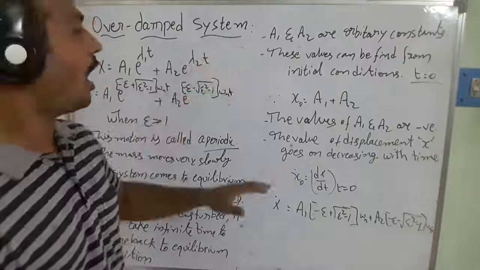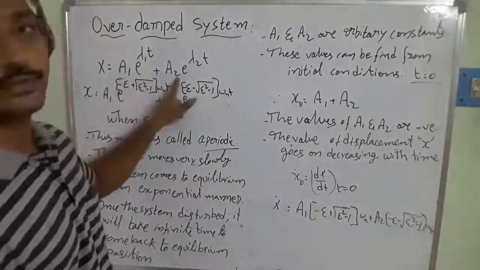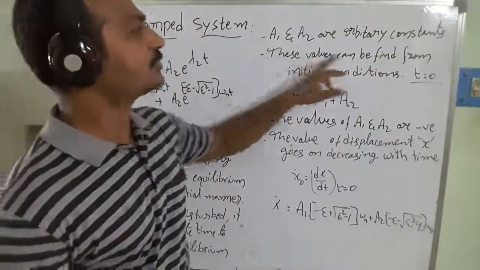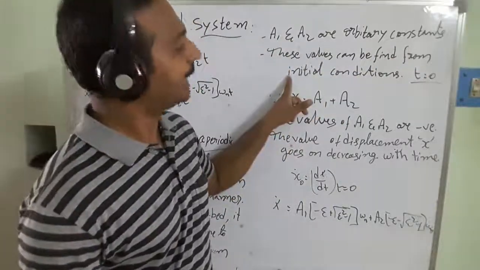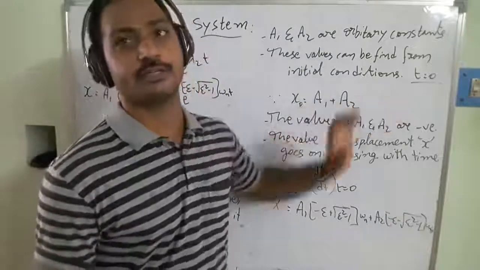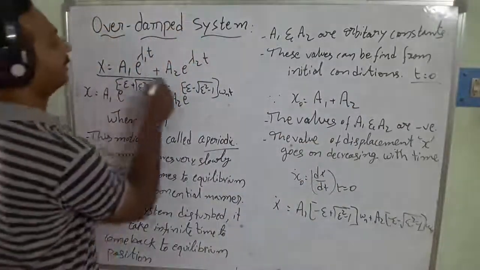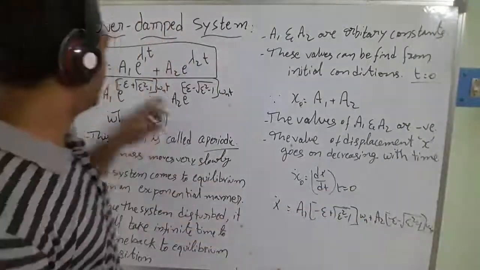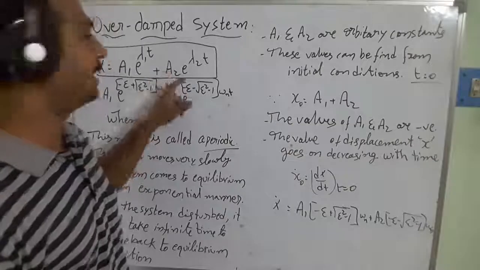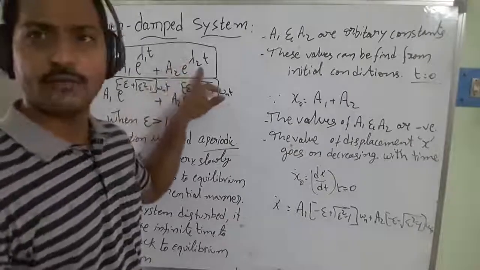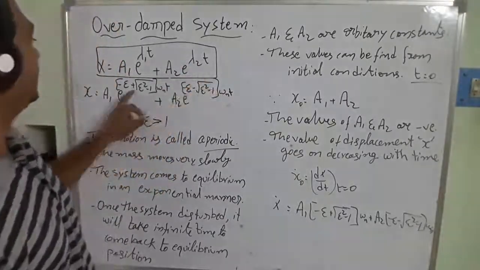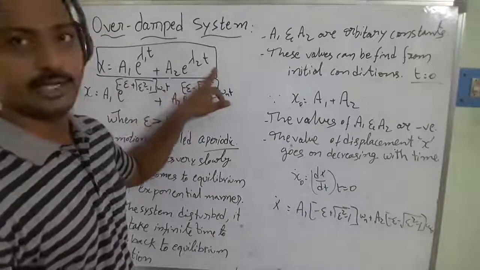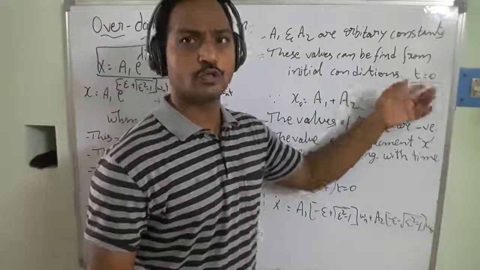Next, how do we calculate the A1 and A2 values? As you know, A1 and A2 are arbitrary constants. These values can be found from the initial conditions of the system. In this equation, which parameters vary? A1 and A2 are the parameters that we need to calculate, and for lambda 1 and lambda 2 we already have the equations. Then t is the variable parameter, and if I make it equal to 0, I can calculate them.